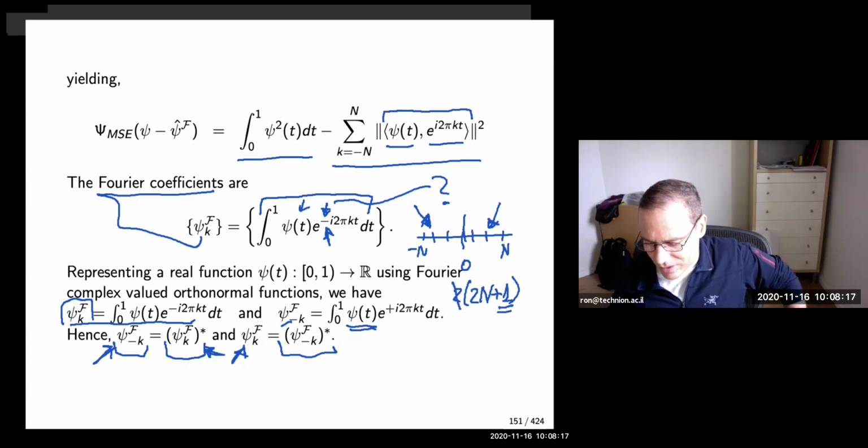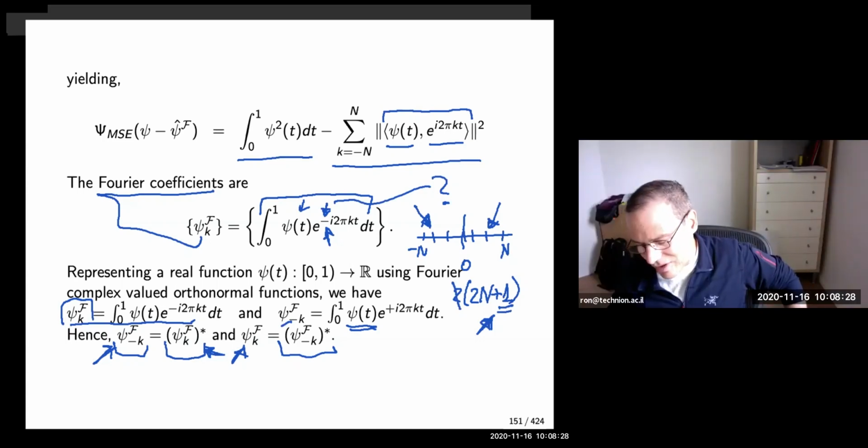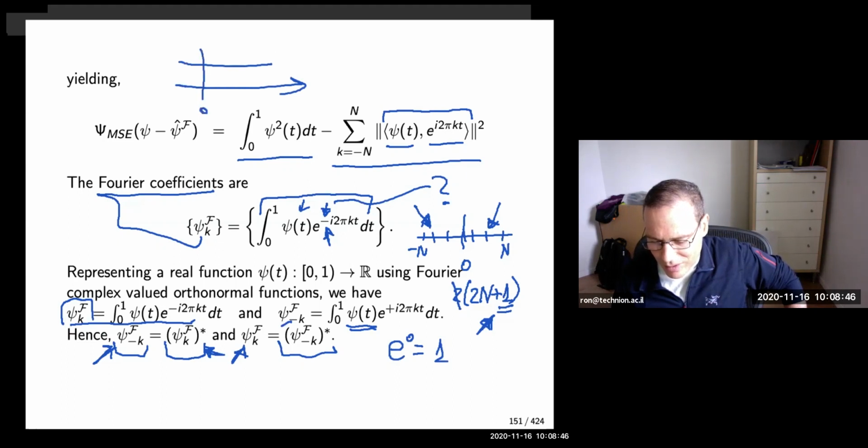Okay, why is the 0 coefficient also real? Anyone has any idea? It's the constant. Who said that? Barak. So Barak is saying, yeah, remember what was my function for the zero? The function for the zero was e to the power of zero, which is a constant function. It was my function which is constant between zero and one, and this is a real function. So in fact, we can delete the 2, and this is the number of coefficients that we need, which is interesting.